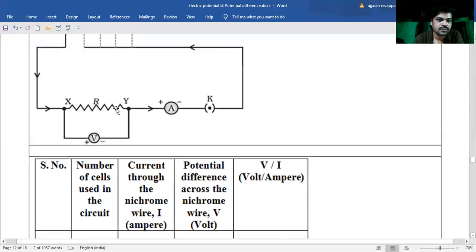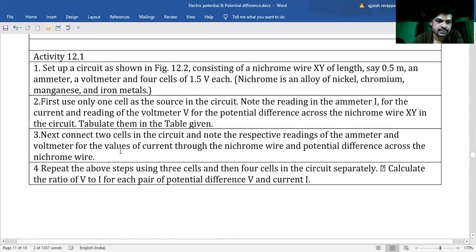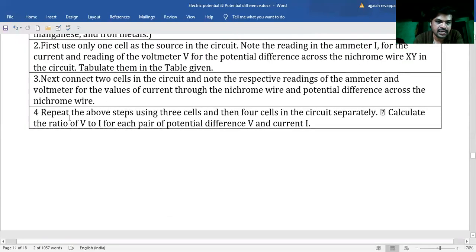Again, I'm going to read the voltmeter and ammeter readings. Voltmeter will give us the potential difference. Ammeter will give us the current. So that is the second step. Third step: repeat the above steps using 3 cells and then 4 cells in the circuit separately.